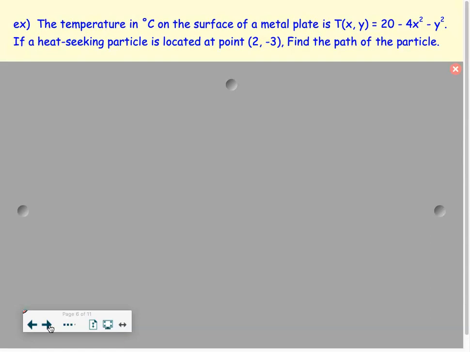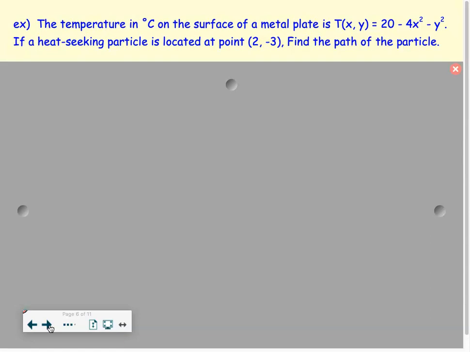So what happens is when you have a heat-seeking particle, it is always going to follow the path of the gradient, essentially. It's always going to follow where the highest heat source is, right? So it's going to be looking for where the highest rate of change of temperature is going on, and it will follow that path wherever it happens to lead it, right? So the trick here is not finding the gradient or anything like that.